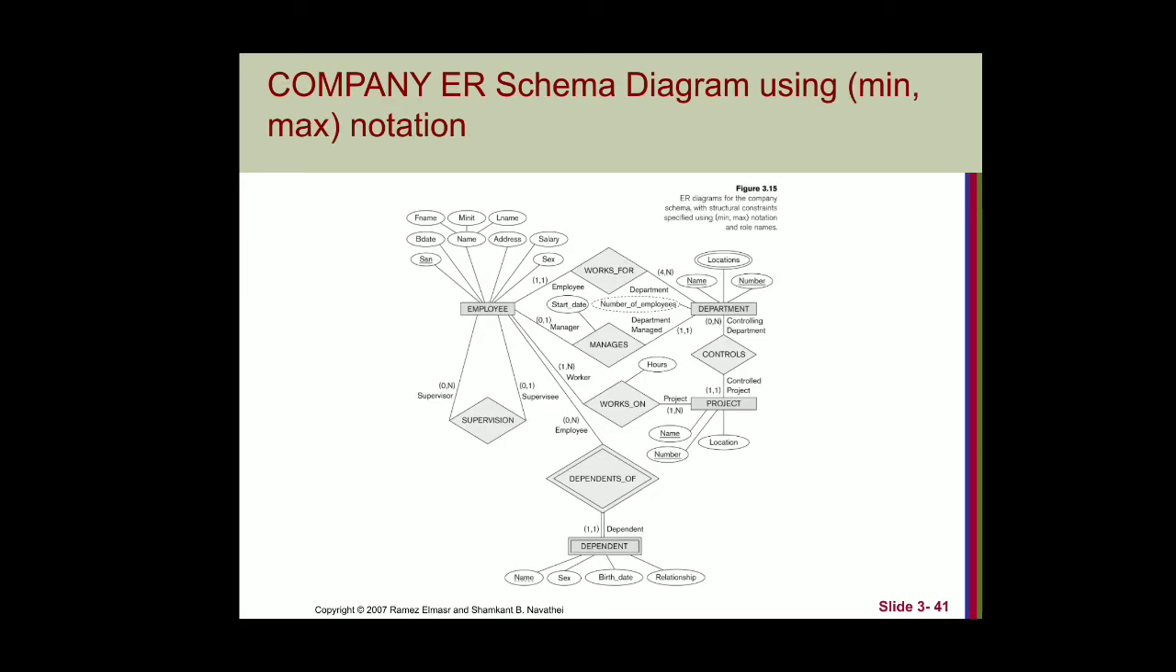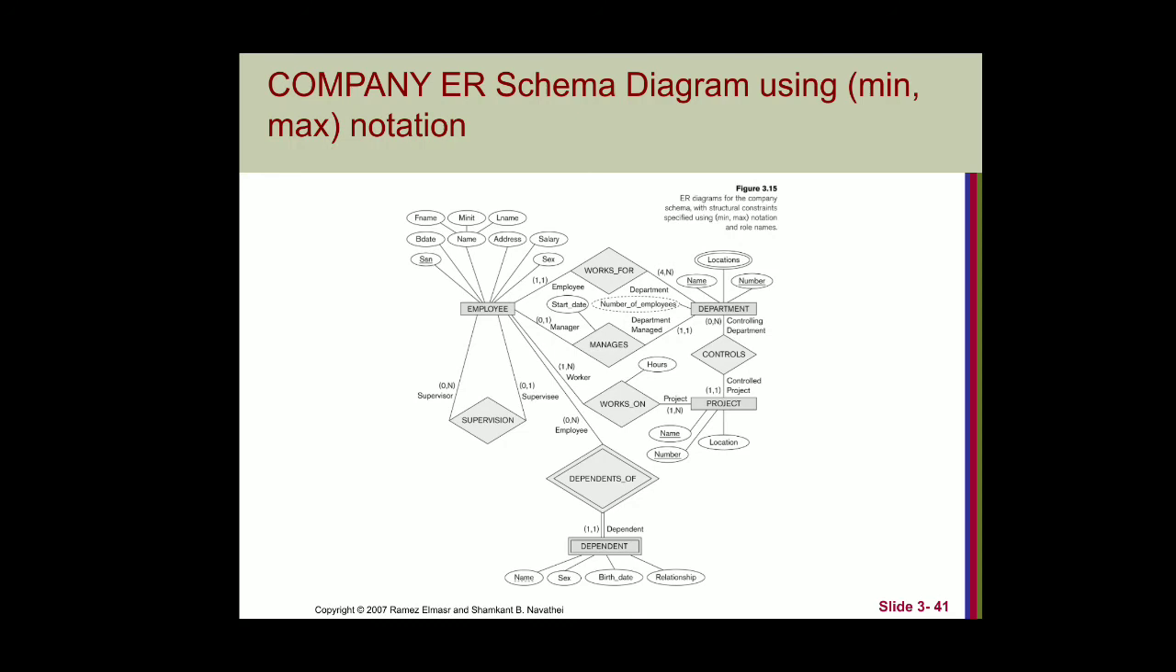This is a diagram which explains this min max, right? Here we have 1 comma 1, 4 comma n. 4 comma n means at least there should be 4 employees working in any department, and at the most we can have n number of employees. Then we have works on, right? 1 comma n, and on the right hand side we have taken 1 comma n, in between employee and works on. What does it mean? There should be at least one person who is working, and at the most we can have n number of people who are working.